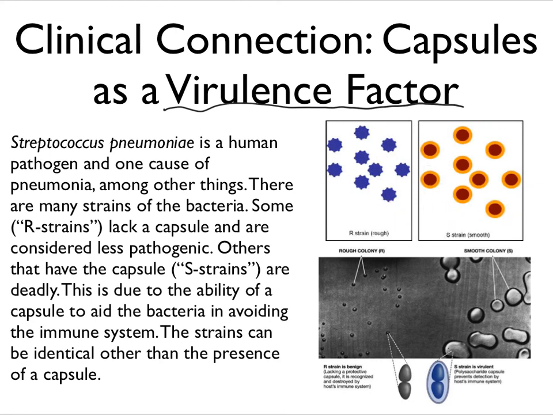And what is the difference between these two? It's a capsule. The rough strain don't have a capsule. That's why they look rough. The smooth strain do have a capsule. That's why they look larger. That's why they form these larger, smooth colonies. So the presence or absence of a capsule can make the difference between a bacteria that's inconvenient and a bacteria that's deadly.